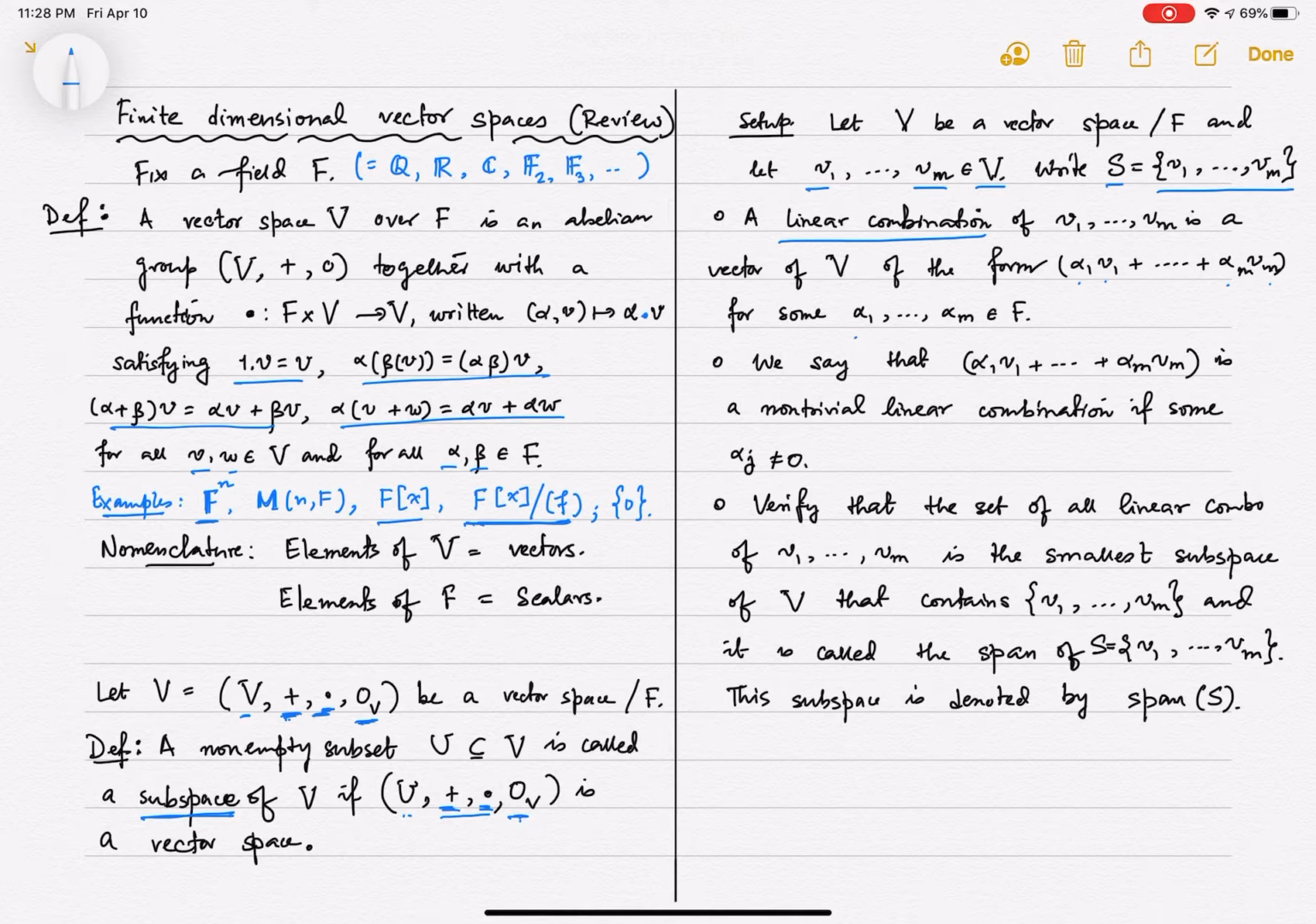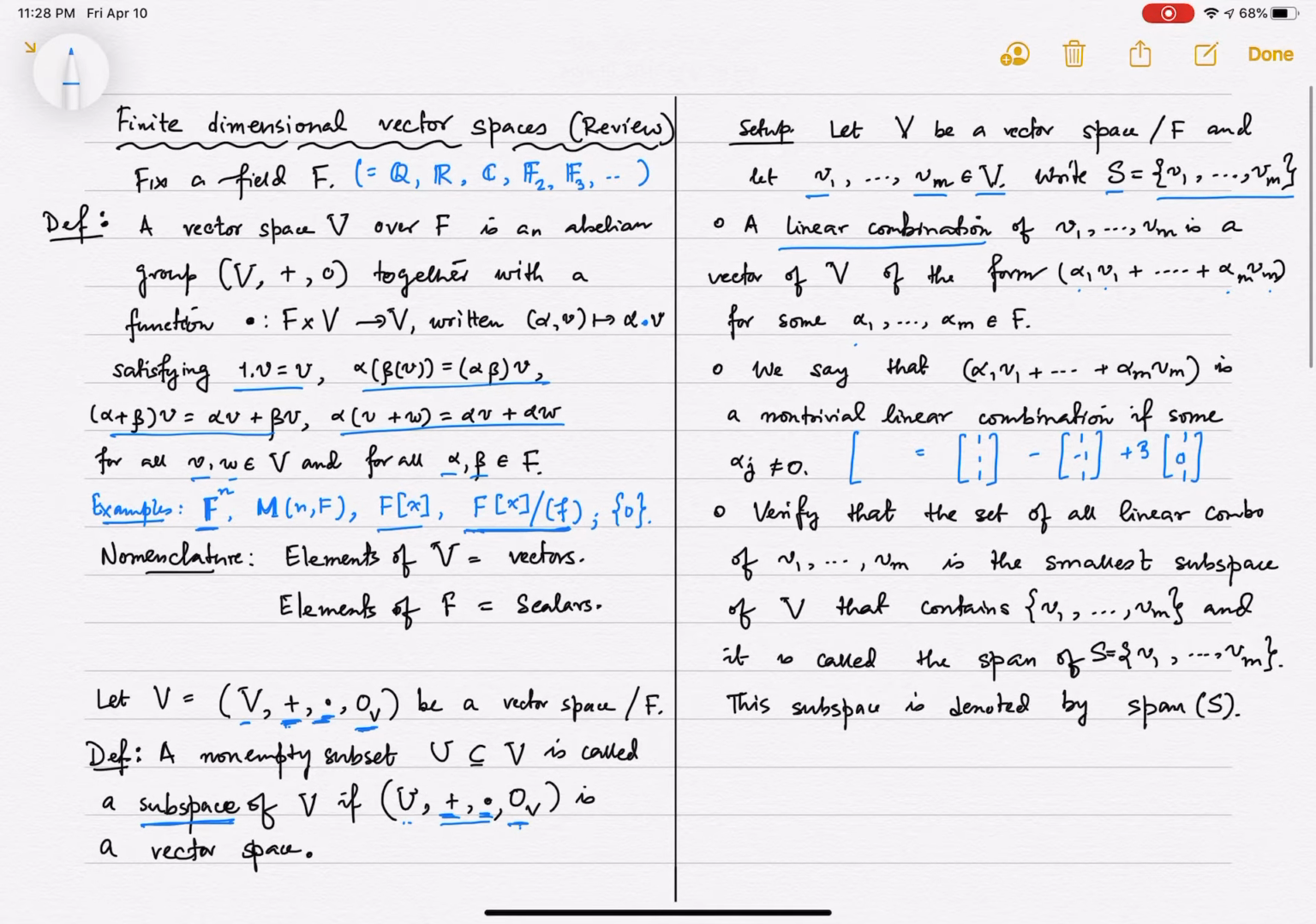So here are three vectors in R3. If I take this one minus that one plus 3 times that one, let's say, what do I get? I'll get 3, 2, 3. So I'll say that this vector 3, 2, 3 is a linear combination of this v1, this v2, and this v3, because I've written it as a scalar times the first one, plus a scalar times the second one, plus a scalar times the third one.